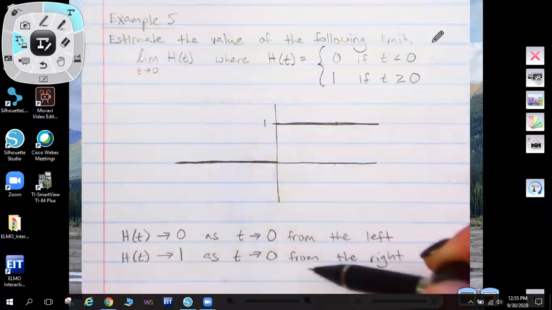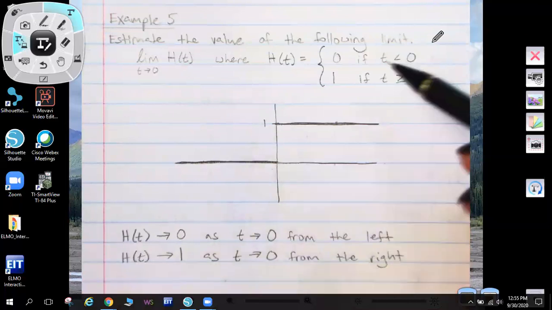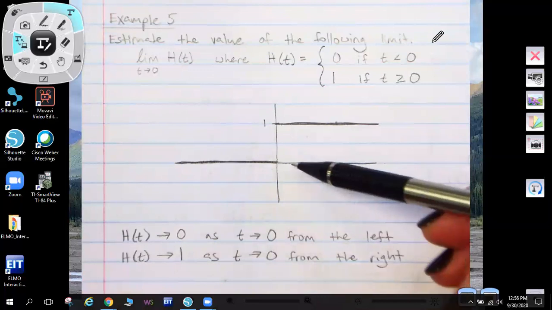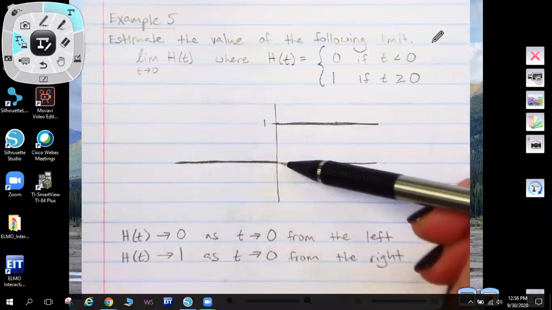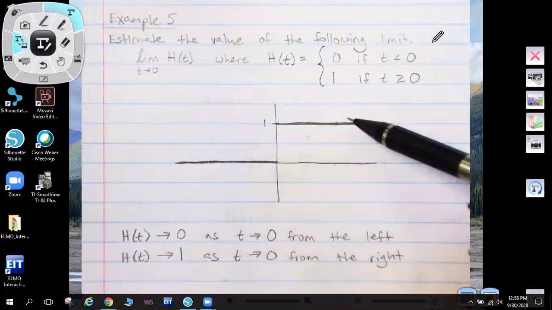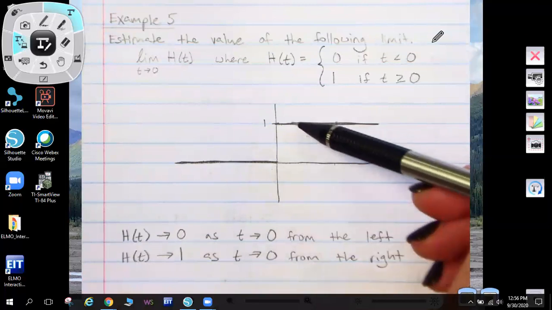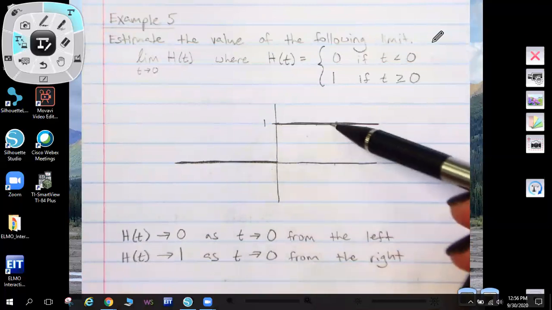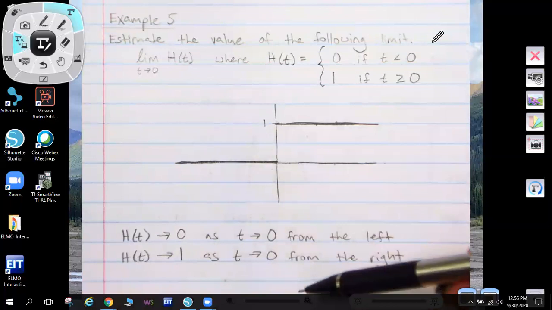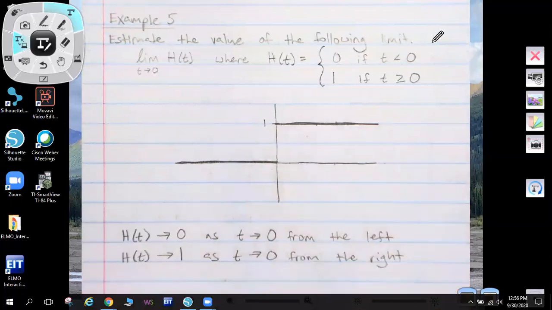So that's just putting into words what we said: when we plug in t values on the right side of 0, getting closer and closer to 0, our function values are always 1. So our function is approaching 1. So if we were to do our chart like normal, on one half of our chart it would look like the limit is 0. On the other half of the chart, it would look like the limit is 1.